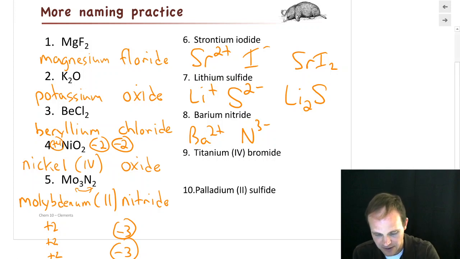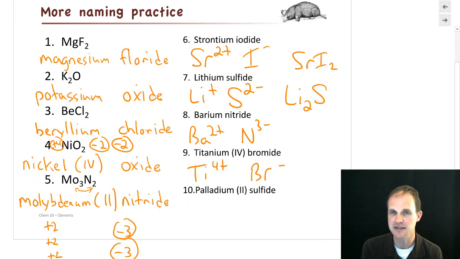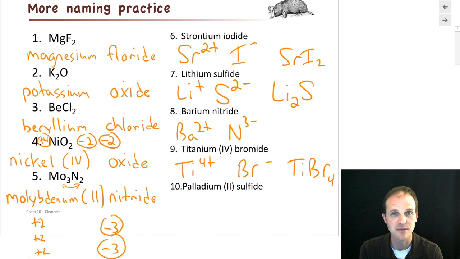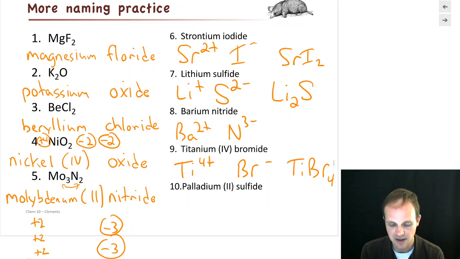All right, so here we're going to go down to titanium 4 bromide. That 4 tells me my charge is 4+. I've got a Br- here. How am I going to balance a +4 and a -1? I need 4 -1s, and I get TiBr4.